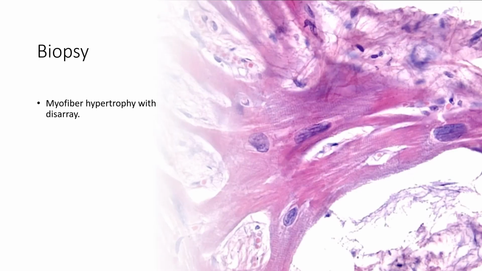Now, biopsy indicates myofiber hypertrophy with disarray. Normally the heart muscle, that is the myofiber, is arranged parallelly, in a very organized order. But in this case, there is a disarray.